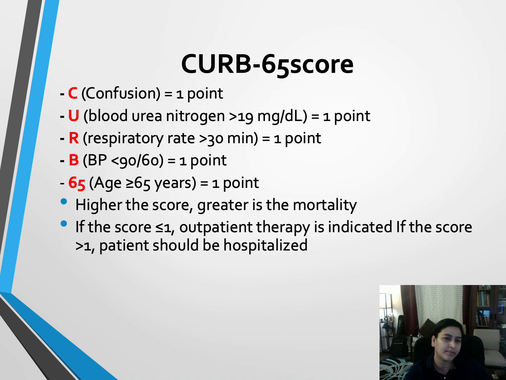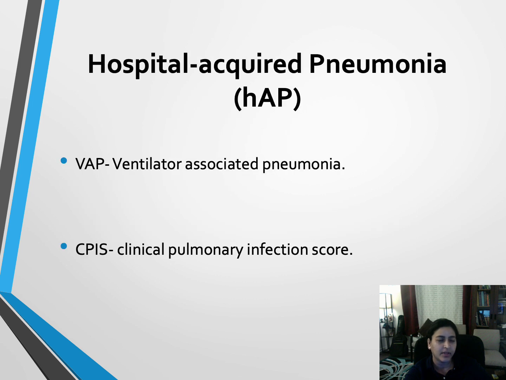And this is the CURB, C-U-R-B score. It's a 5-point scale, and it typically provides information about a patient's condition, taking into account blood urea nitrogen, any delirium or confusion, respiratory rate, blood pressure, and age. The higher the score, the greater the mortality. So this CURB score provides information about whether a patient should be hospitalized or treated at home.